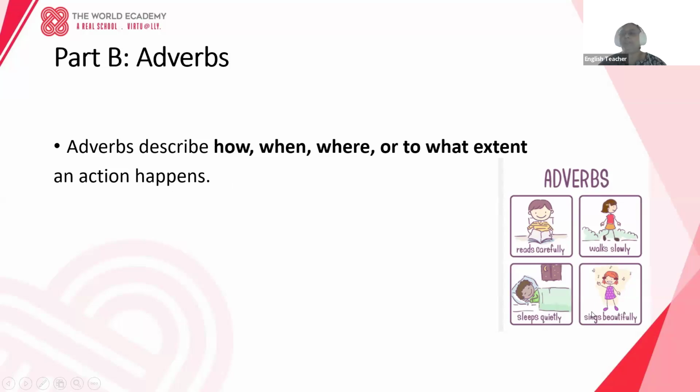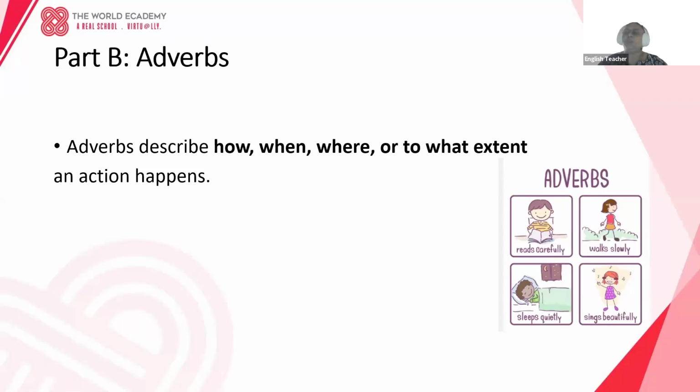Let's observe this small picture. In this there are four activities happening. A boy is reading, a girl is walking. Over here, let's name them. Tim is sleeping, and over here, Mary is singing. So how is this boy reading? If you look at the word after reads, yes. Sam reads carefully. He's a good boy, a studious boy. So when he reads, he's full of concentration. So he's reading carefully.